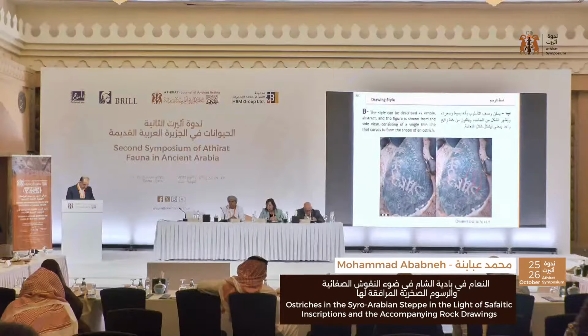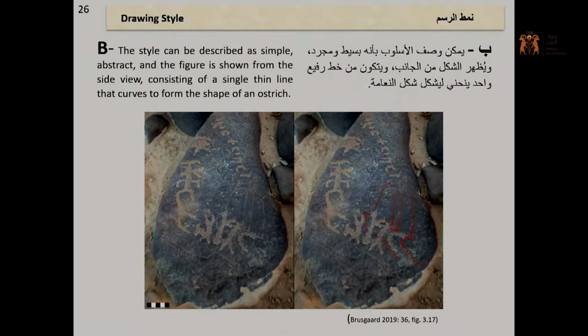Some drawings depict the ostrich in an abstract manner, in a side view showing different parts of the ostrich body with different characteristics, such as in this image. The next style can be described as a simple abstract, and the figure is shown from the side view, consisting of a single thin line that curves into the shape of an ostrich.